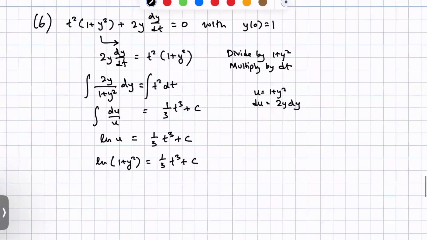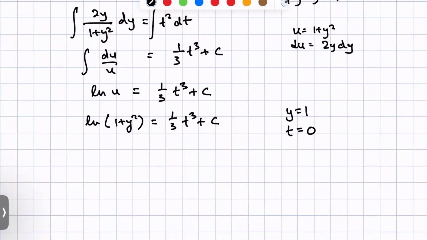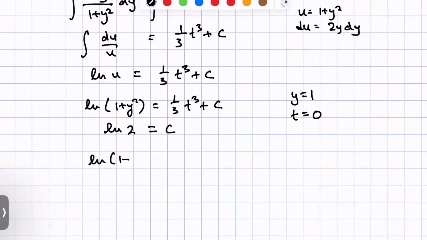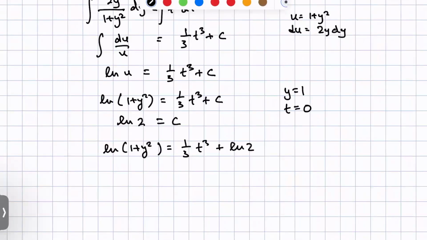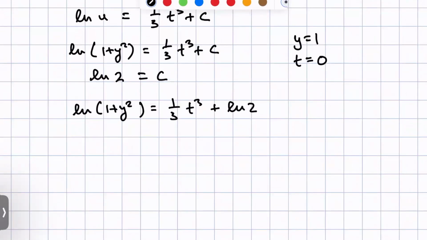Now, at this point, or at any point, once you have an equation involving y and t, after the integration, you can plug in this information right here. Here, we're going to have y equals 1 when t is equal to 0. So when y is equal to 1, t is equal to 0, I get a log of 2 equals c. So that's what c is equal to. So that's log of 1 plus y squared equals negative 1/3 t cubed plus log of 2. Now let's try to solve for y.